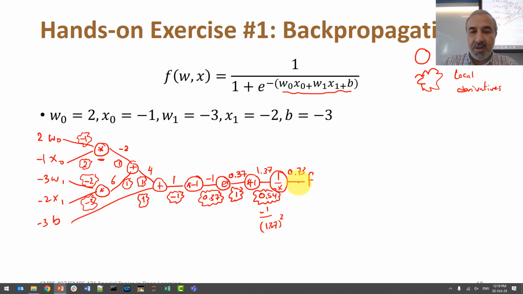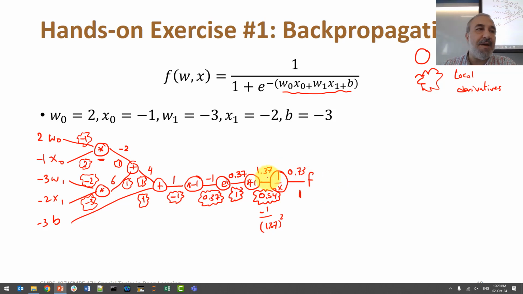How about this one? This is not a gate. So what is df by df? The local derivative of it is 1. That's actually not a gate. So that's actually the first thing to compute in the backward pass. Okay, now the backward pass. Are we done with the forward pass now? Yes, we did the computations and we did the local derivatives, right?